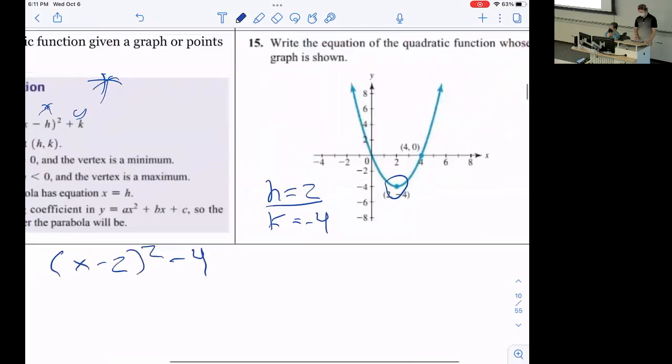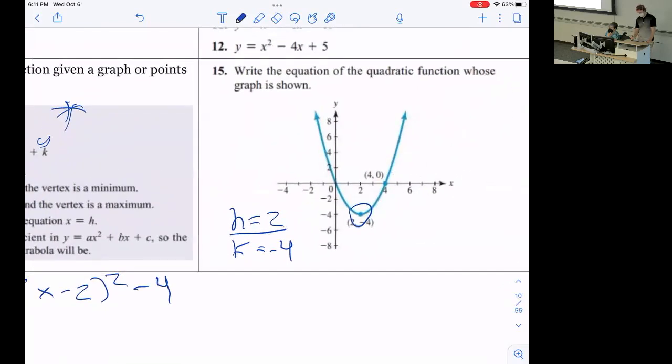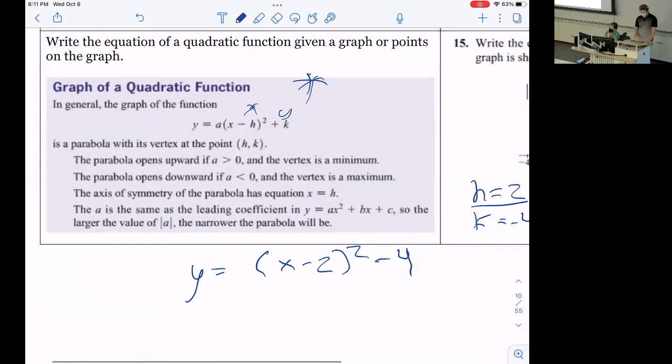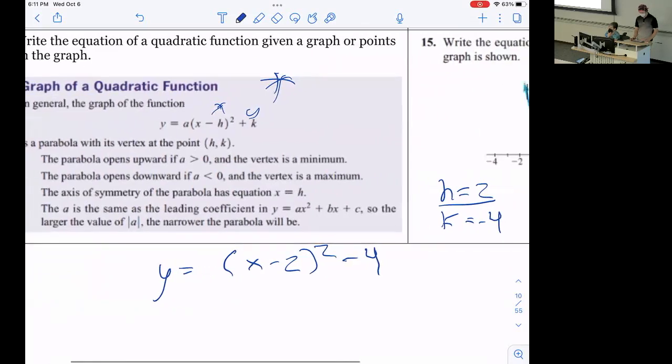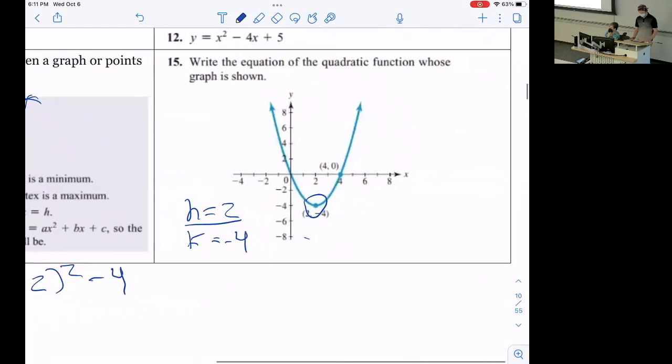So if we were to ask what's the axis of symmetry, we can just look at our vertex and say, hey, the x coordinate of our vertex is going to be our axis of symmetry. Now let's look. The A is the same as the leading coefficient in y equals ax squared plus bx plus c. So the larger the absolute value of A, the narrower the parabola will be.